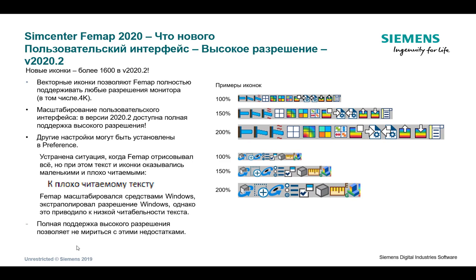So the user interface scaling is now fully high DPI aware, and we still do have some options in the preferences. If you don't want the Femap interface to be high DPI aware, what you can do is you can disable it, but realize when you do that, Femap will always be drawn at 100% resolution. However, the text and icons can be small and hard to read. The other option is to have it handled by Windows. This means Femap is scaled by Windows, but this can result in blurry icons and text. So keep that in mind.